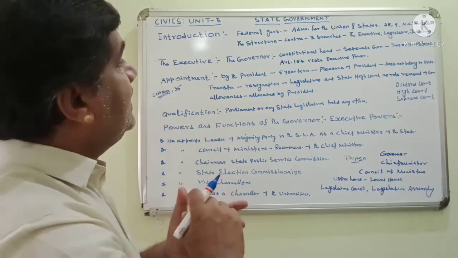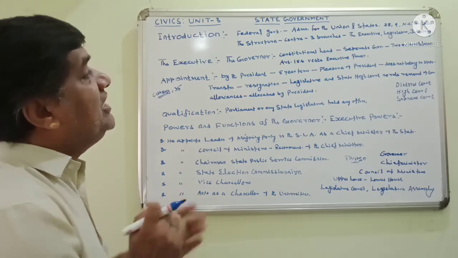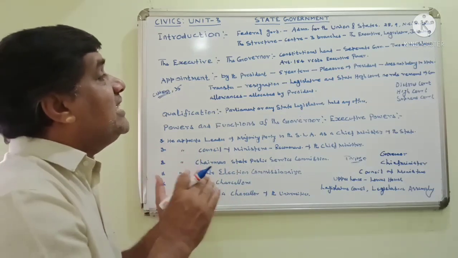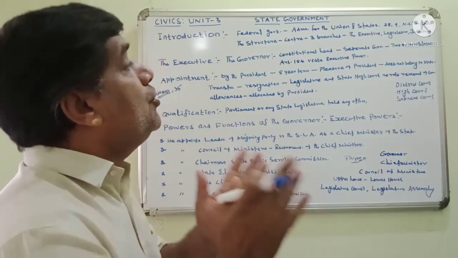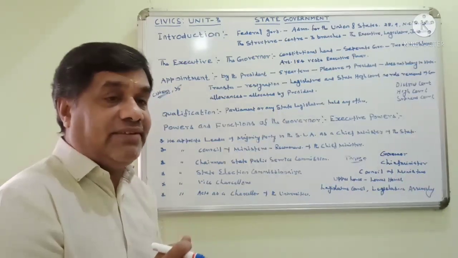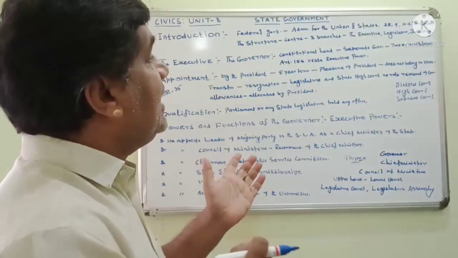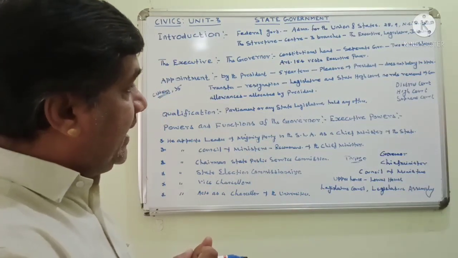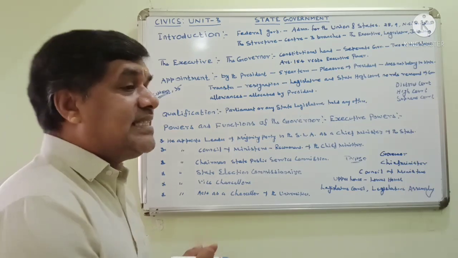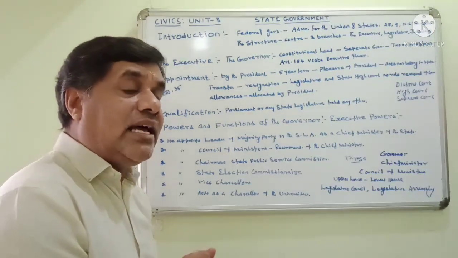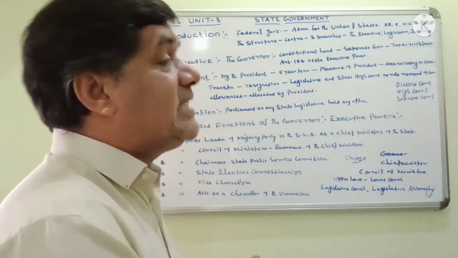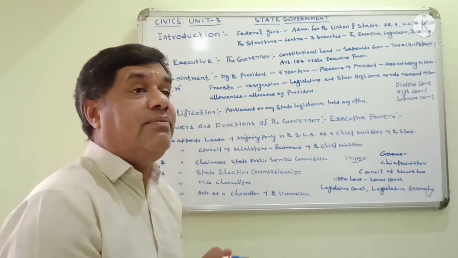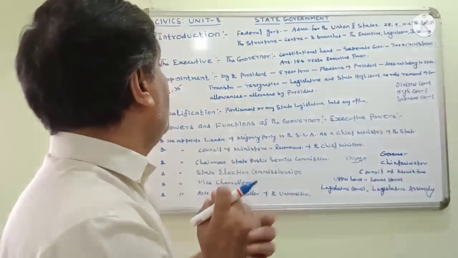The legislature and the state high court have no role in the removal of the governor. Legislature and the state high court do not have the power to remove the governor. Noted. The governor's salaries and allowances are allocated by the president only.